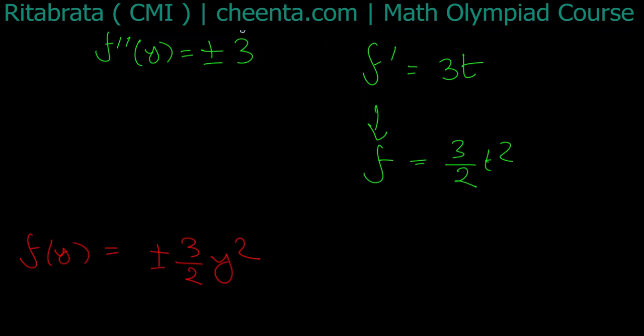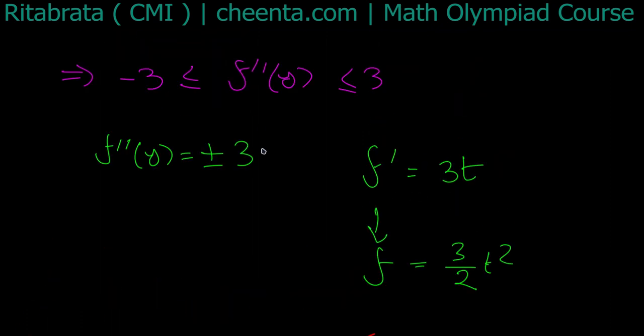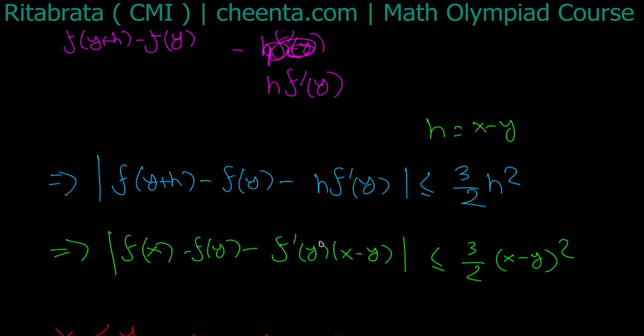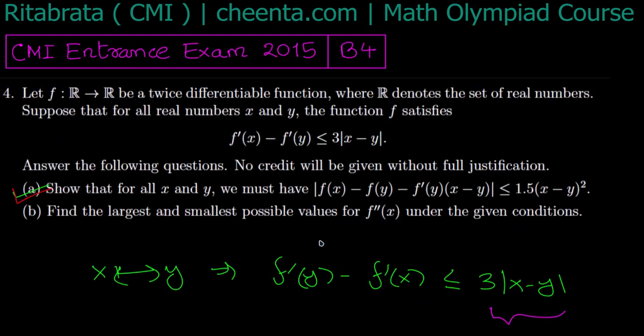These two functions satisfy the given conditions, and they have f double dash y to be plus or minus 3. For plus 3 by 2 x squared it is plus 3 and for minus 3 by 2 x squared it is minus 3. So this bound must be true and the bounds are also attained. So these are all the possible maximum and minimum values of f double dash y. So max is plus 3 and minimum is minus 3. And this is the answer. We are done.